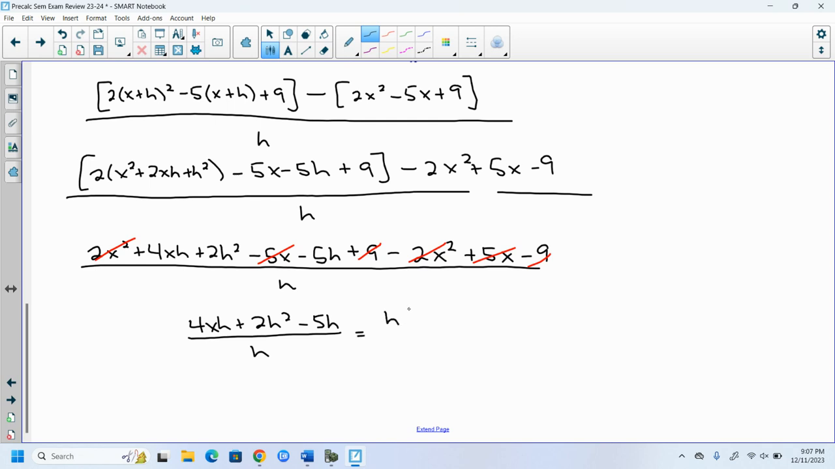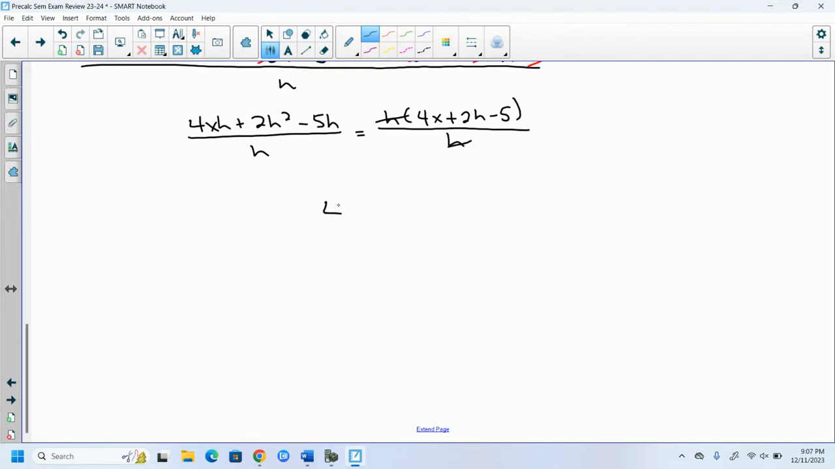Also, if we do everything right, everything should have an h, which means we can factor out an h from each term. And then the h in the denominator will cancel with that h. And then the final answer is 4x plus 2h minus 5. That's what we call the difference quotient. Okay, I'm going to end this video here.